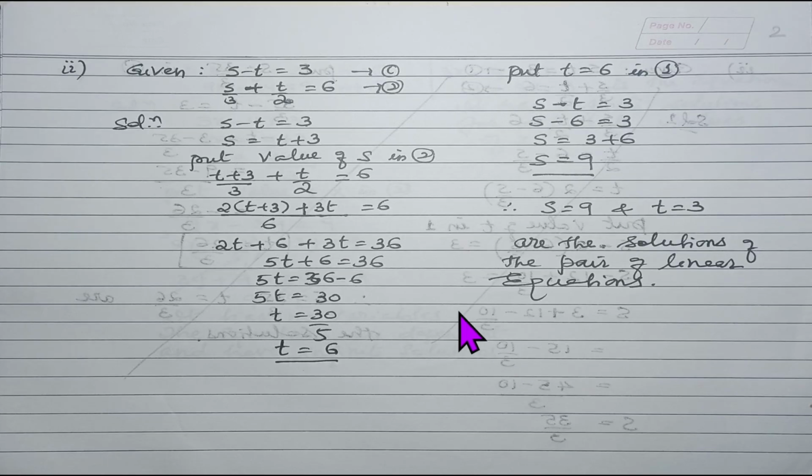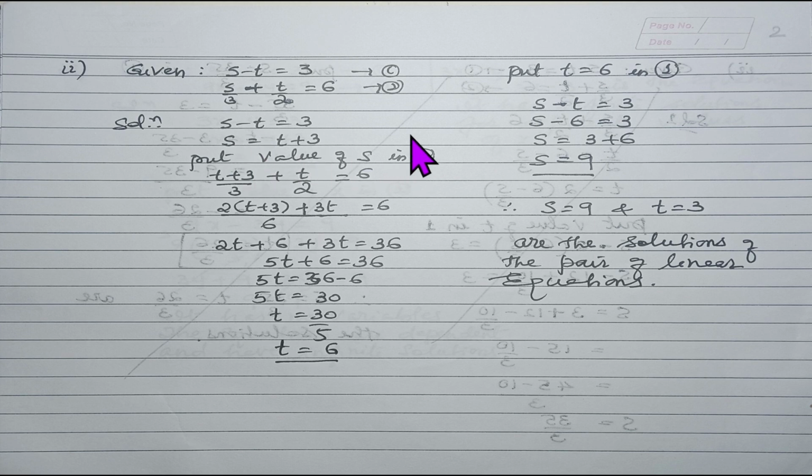Now let us take the second example. We are given two equations here: s minus t equal to 3 and s by 3 plus t by 2 is equal to 6. Now we have to solve them. Let us see what we will do. s minus t is equal to 3, so transfer this t to that side, that becomes s is equal to t plus 3.